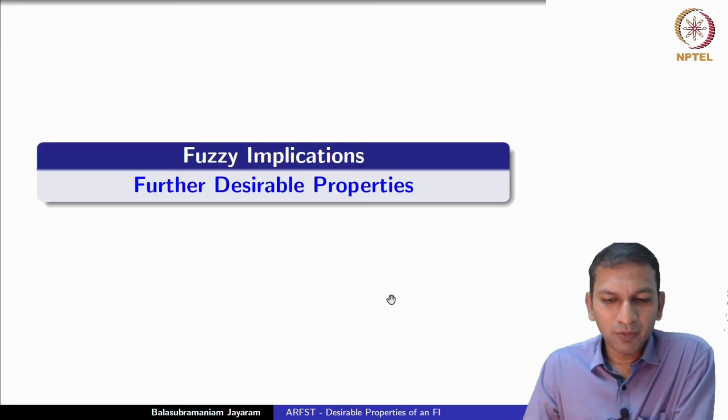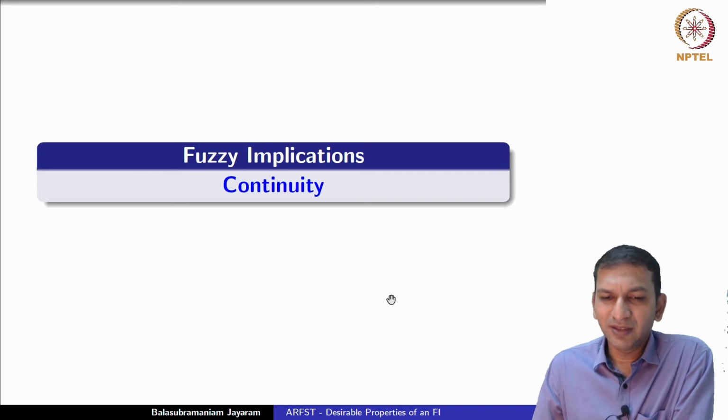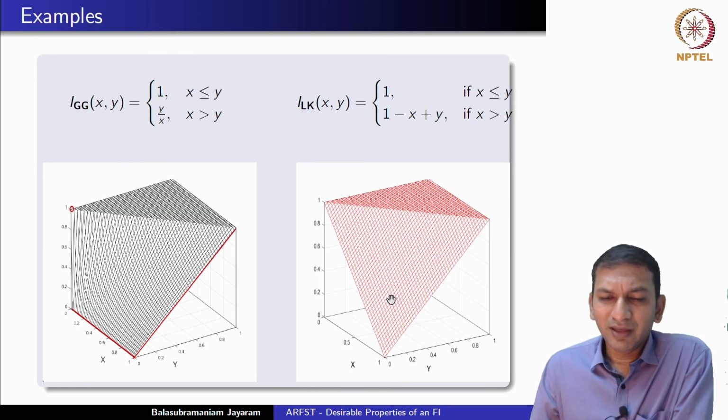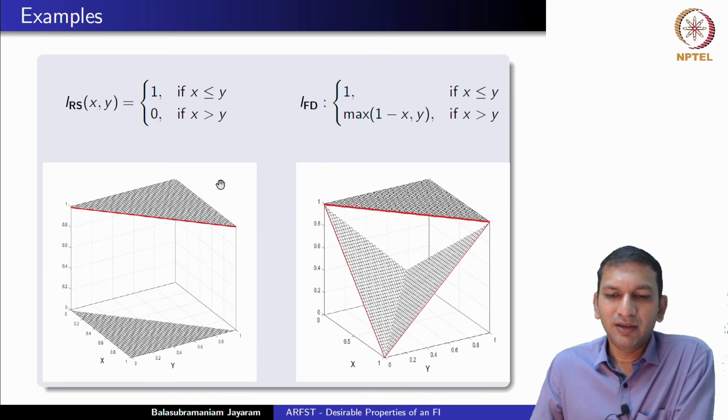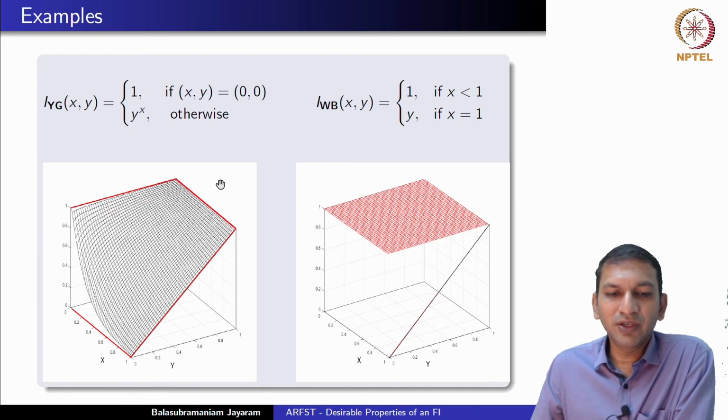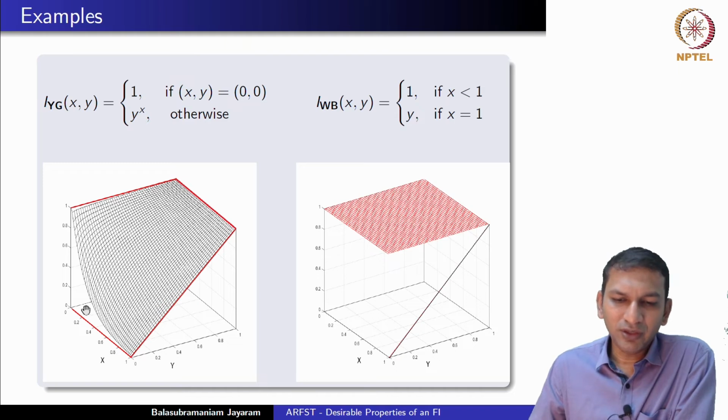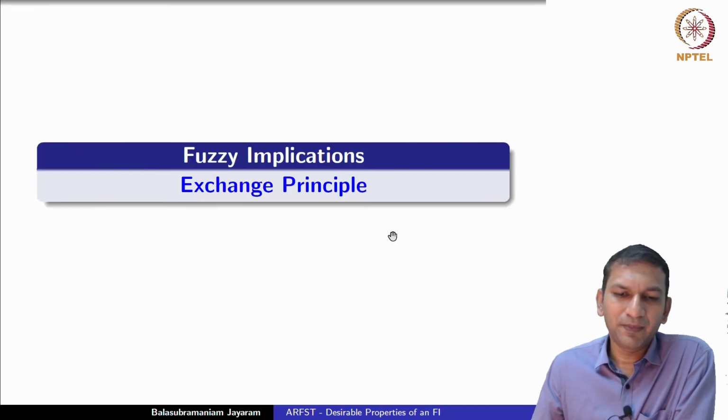A few further desirable properties that we expect from fuzzy implications are these. First of them is continuity. Clearly, when you look at this, the Lukasiewicz implication is continuous. Goguen is almost continuous, except at the point 0, 0, where it is 1; at the rest of the places it is continuous. Rescher is not continuous, Fodor is not continuous, Yager definitely is not continuous, so is Weber.